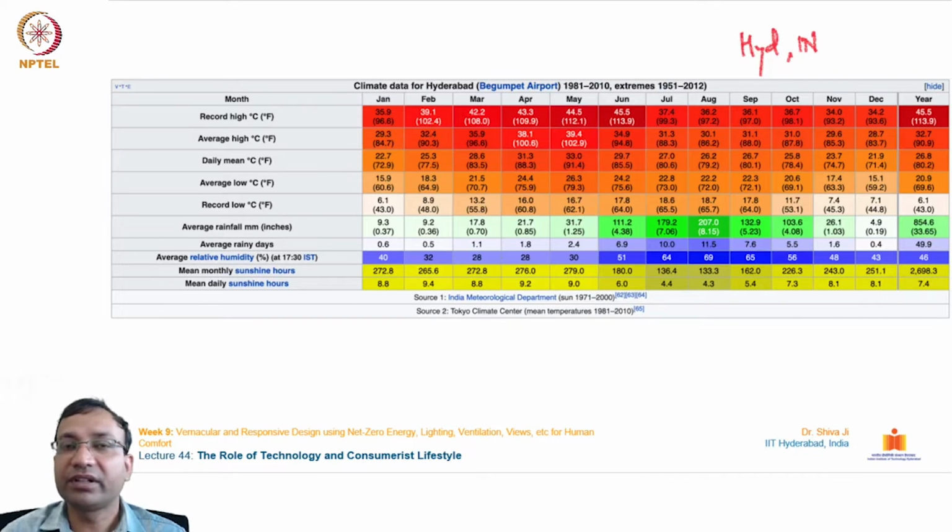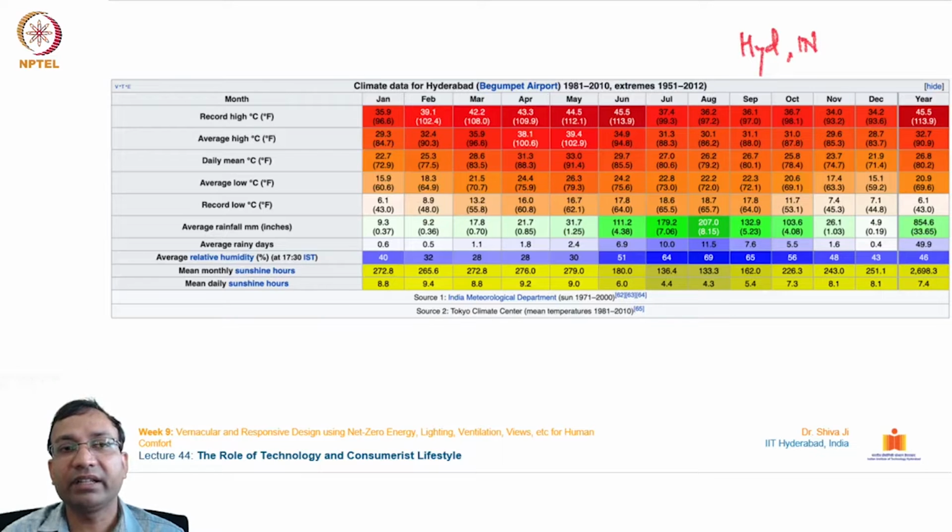Okay, so this is the actual distribution of temperature across these months. And if you look at the rainfall, August is one of the wettest months, with 207 millimeters of rainfall. Other months, for example January, December, February, and March, are relatively drier months, with very minimal precipitation.